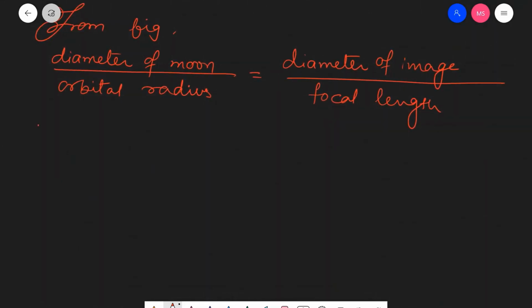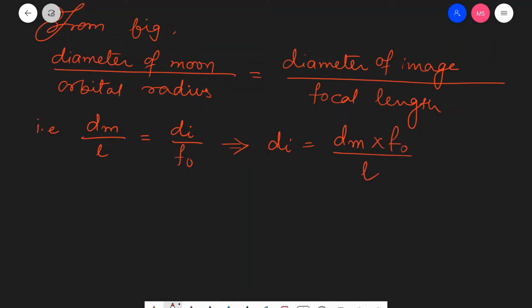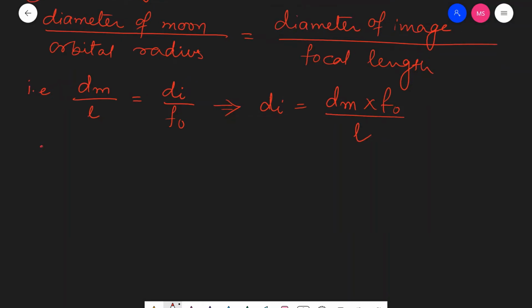That is, diameter of moon is dm over L is equal to di over Fo, which simply means that di will be equal to dm into Fo over L. Therefore di will be equal to dm, diameter of moon is 3.48 into 10 to the power 6, into Fo, focal length of objective is 15, over L. Orbital radius of moon is 3.8 into 10 to the power 8.